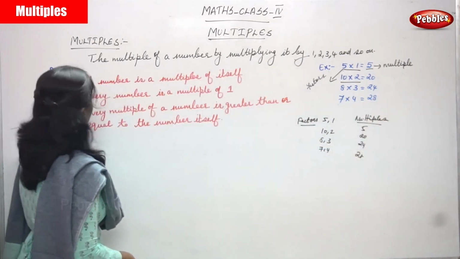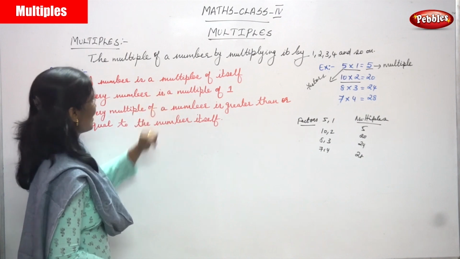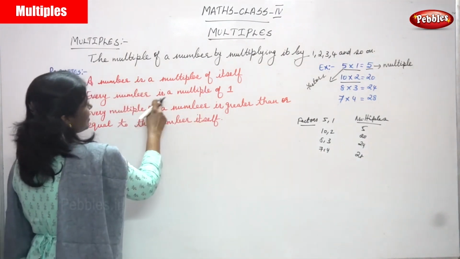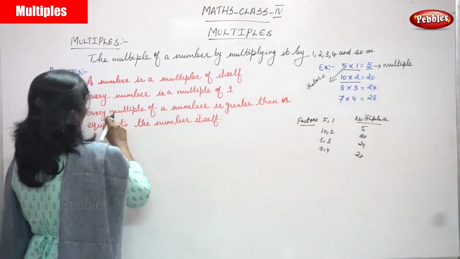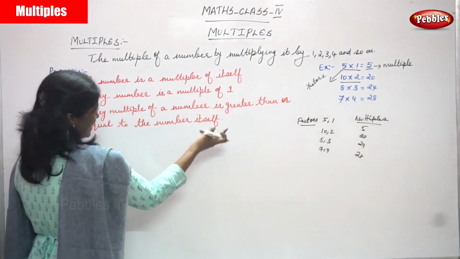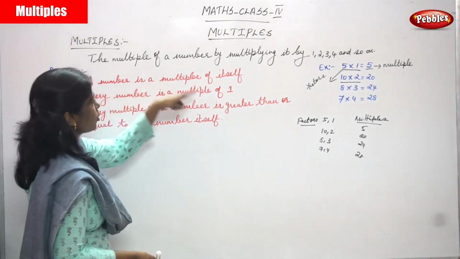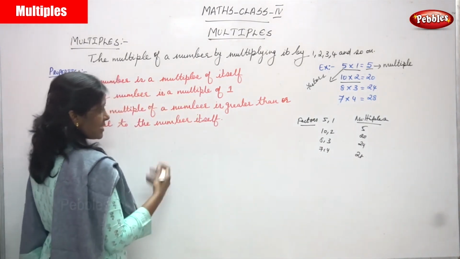Now, properties. A number is a multiple of itself. So a number is a multiple of itself, and every number is a multiple of 1. Every multiple of a number is greater than or equal to the number itself. A number is a multiple of itself. For example, itself means same.